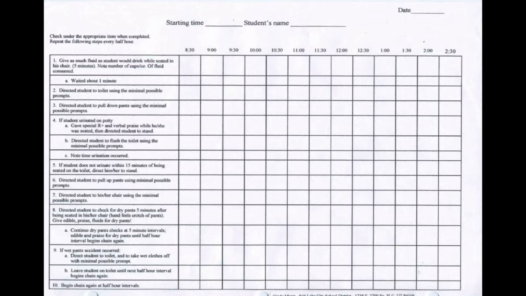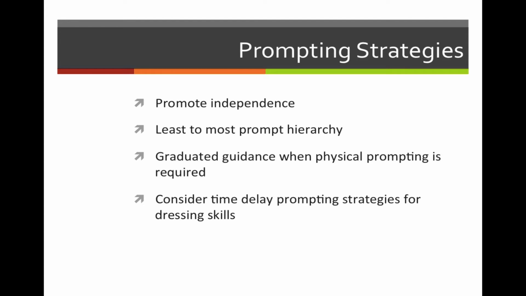Now, if wet pants occur, we're going to take the student to the toilet, take their wet clothes off, and again, we want them to do it. So we're not taking the clothes off, we're asking them to do it. We're going to let the student sit on the toilet until the next half-hour interval begins the chain again, and they'll change their clothes. So that's as deep as the consequences we want to go, is for them to clean themselves up and to get a new set of clothes on.